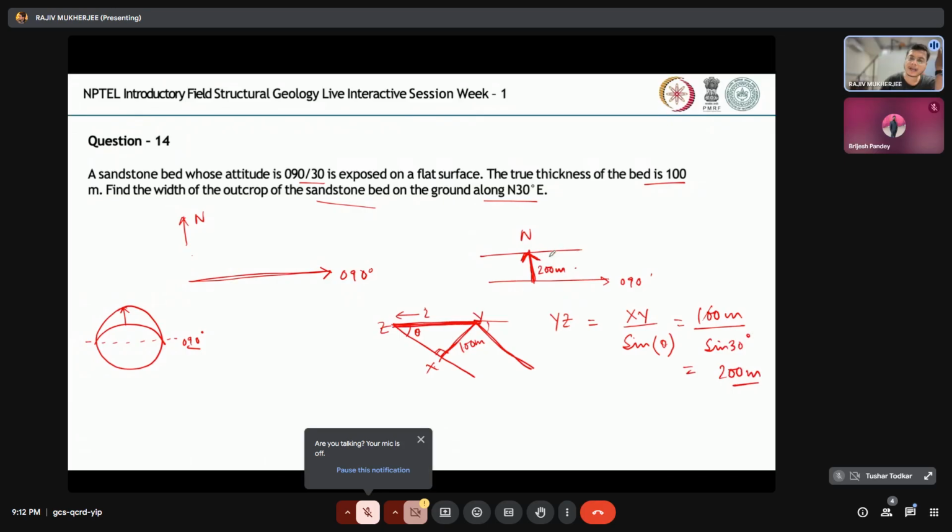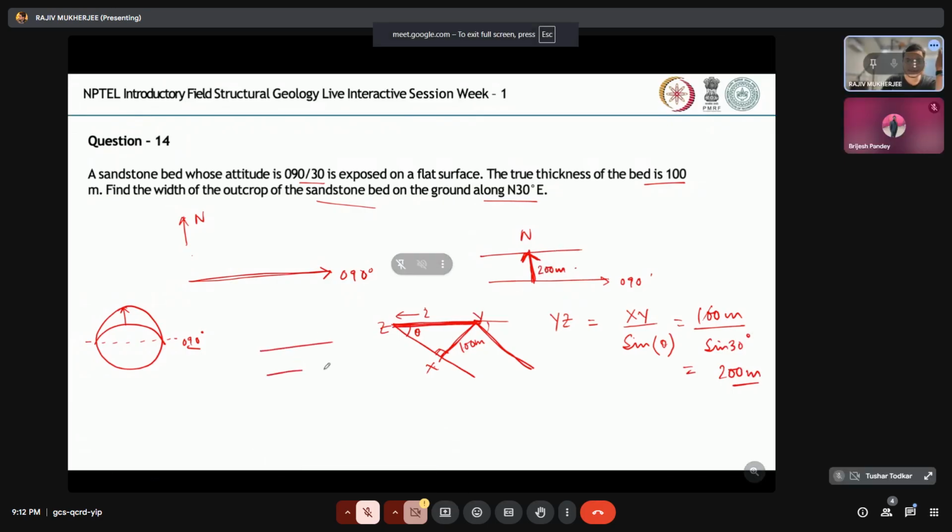right? Now the question asks, if I am going along this direction, which is 30 degrees from north, and I find a section of the bed along that line which is exposed on the flat surface, what will be the thickness along that direction? Again, this is the YZ line, which we know for certain has a thickness of 200 meters, right?